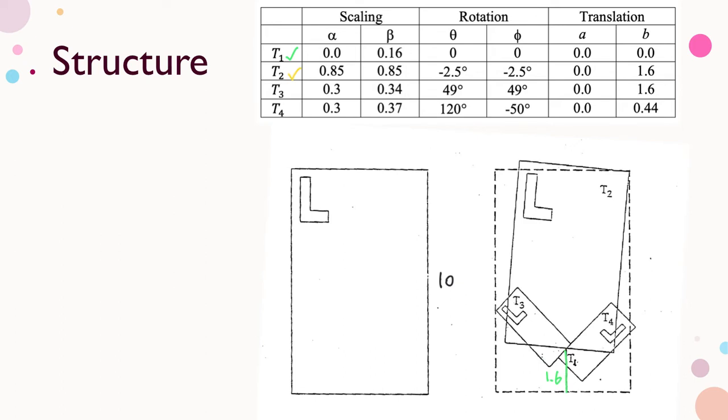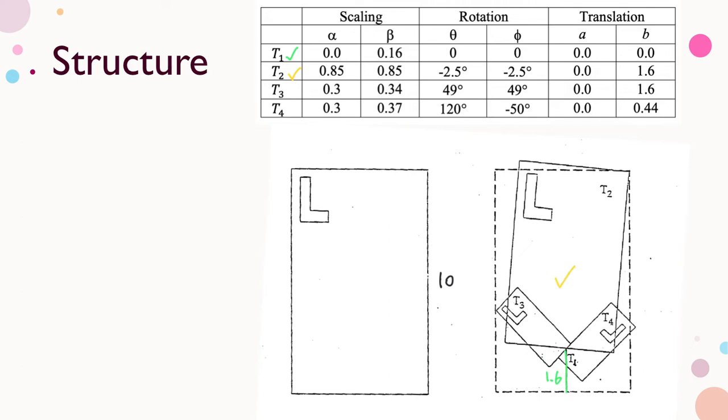The scaling factor is 0.85 in both directions, so the rectangle is slightly reduced. The angle of rotation is -2.5 degrees in both directions, which rotates the rectangle clockwise slightly. The translation (0, 1.6) moves the reduced and rotated rectangle up by 1.6 units. Thus, figure T2 lies on top of figure T1.